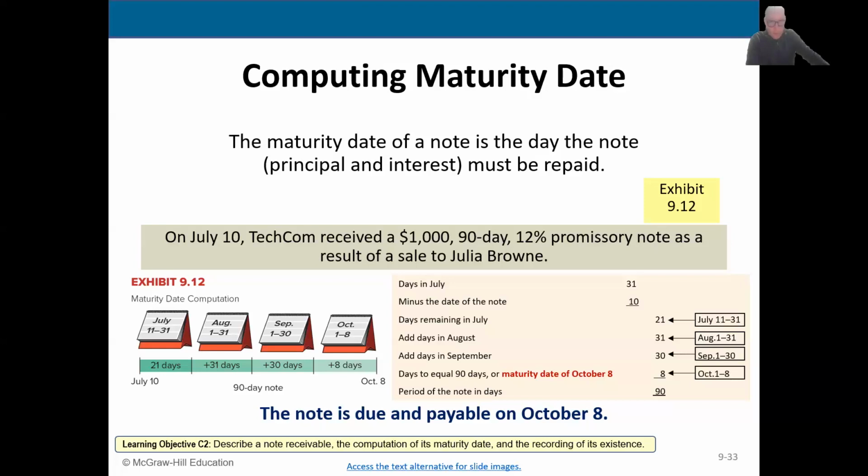Well, there's 31 days in July. But I signed it on July 10th, so I subtract 10 days. That means there's 21 days in July. There's 31 days in August, I know that. And there's 30 days in September. So 30 plus 31 plus 21. Well, that's not quite 90. So that means it's due on October 8th. You see how we did that? So this tells us that the loan's due on October 8th.